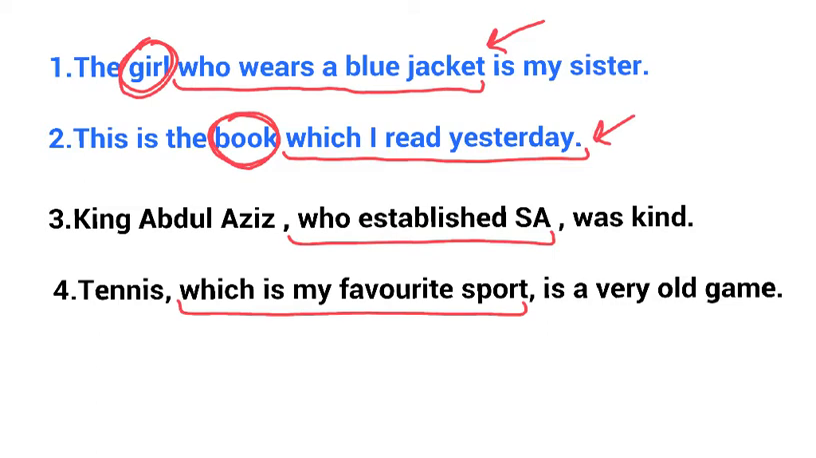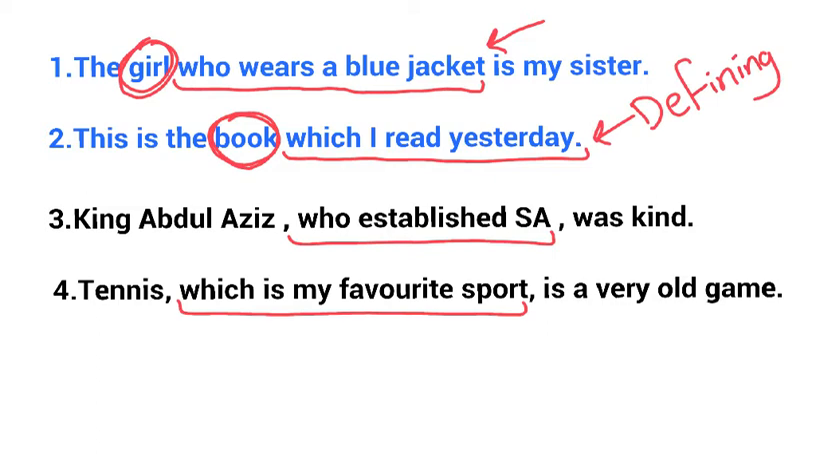This clause, we call it defining. Okay, we call it a defining relative clause. Why? Because it defines. Defining in Arabic means معرفة, تعرف. So it is important because it gives important information.